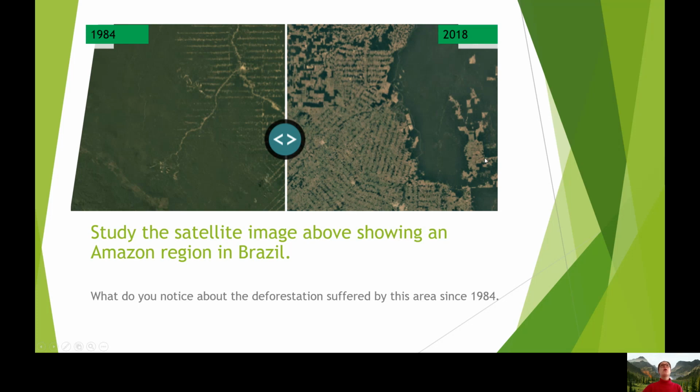Now, let's find out what could have caused this. And here is a clue. This is deforestation, and it is most likely caused by agriculture, so by farming.